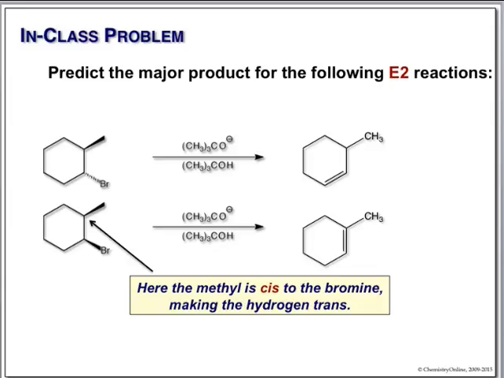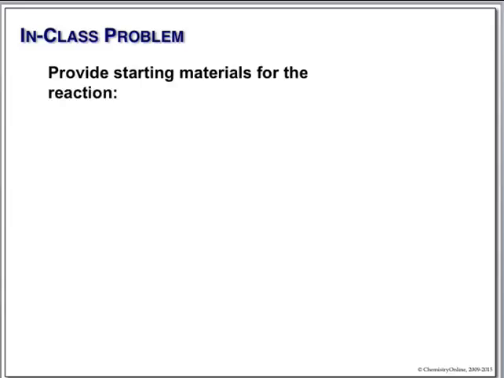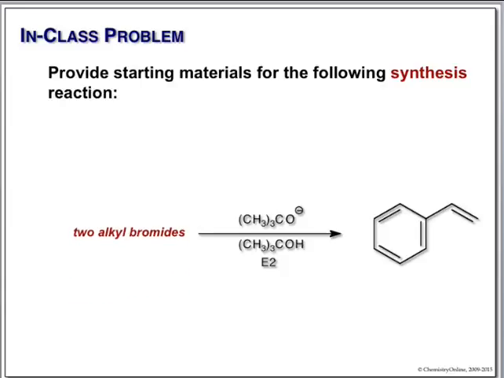Your final exam will also have simple synthesis problems. So let's go ahead and look at some simple synthesis. What I want you to do here is to give me two possible starting materials, two possible alkyl bromides that we could do an E2 elimination on and make styrene. So on the exam, this would have 2 boxes, 1 for each.